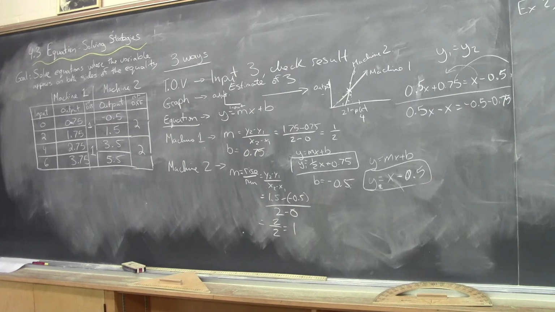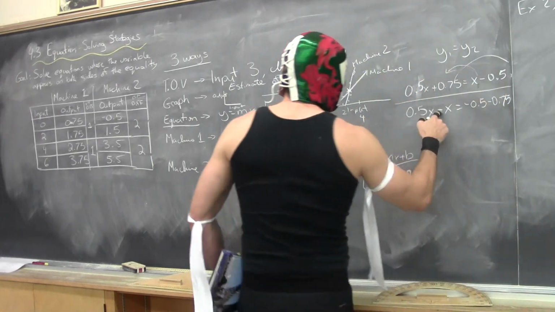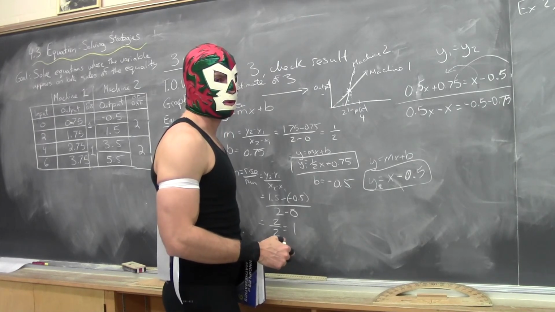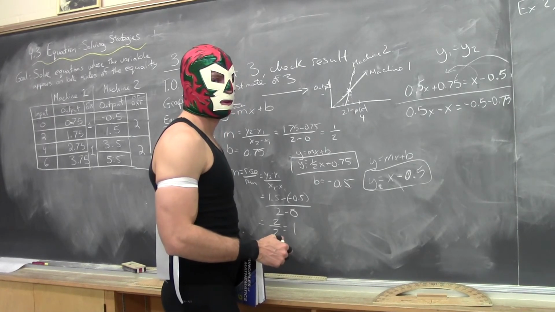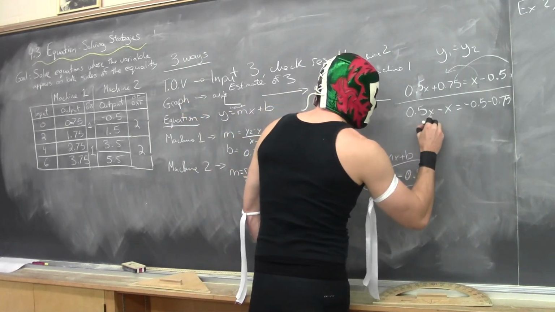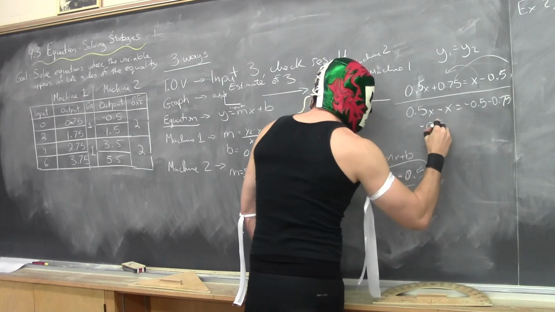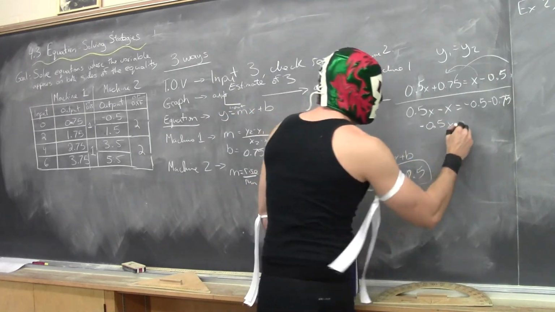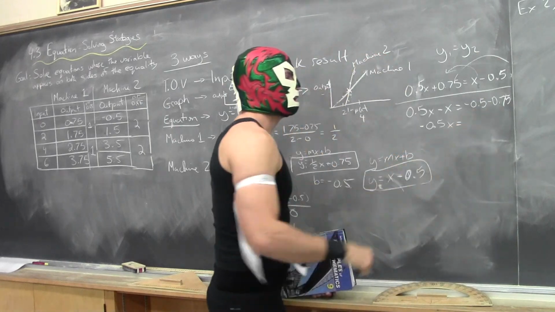Michael? No? All right. So now I have 0.5 minus 1. What's that? Miguel? 0.5 minus 1. Negative 0.5. Yes. Okay. Negative 0.5x is equal to 0.5 minus 0.75.